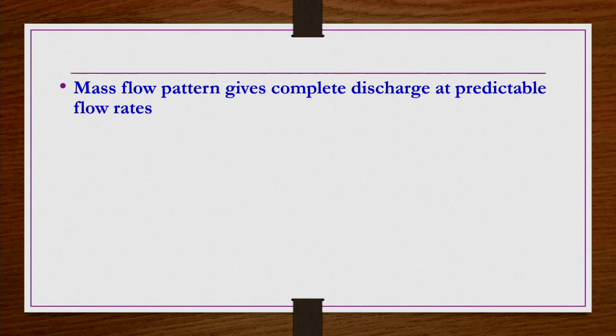Right. So other details of the mass flow pattern: mass flow pattern gives complete discharge at predictable flow rates. You are not going to have any kind of stagnation in general if you have a mass flow pattern, so no material is going to be retained in the container. Sometimes you have very cohesive materials and the flow is not mass flow, not a free flow kind of thing. Then it is possible that even when the gate is fully open, some material may stick to the wall or stay in a stagnant region. But if you have the mass flow pattern, complete discharge is possible, and the entire material can be taken out comfortably.